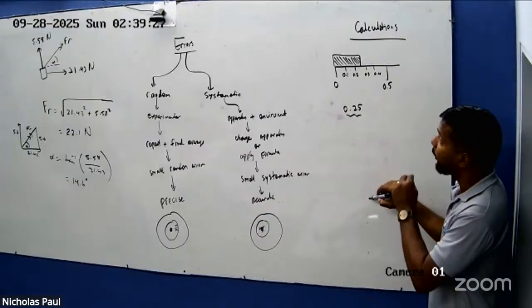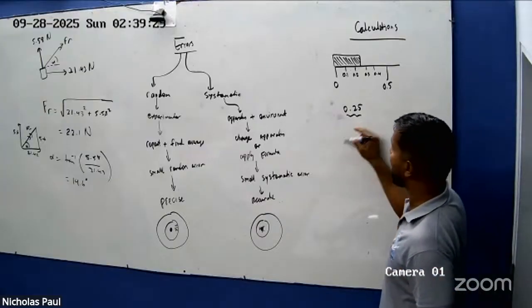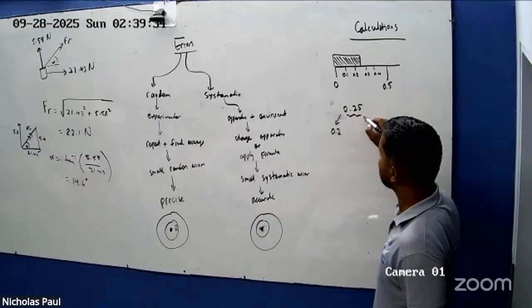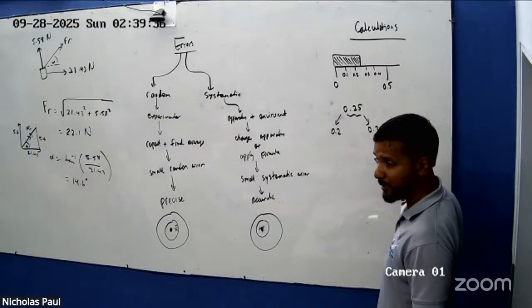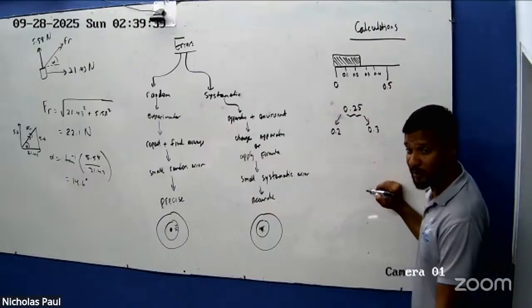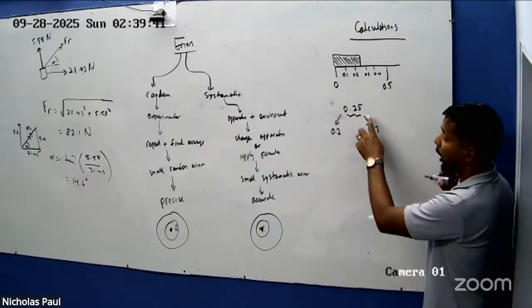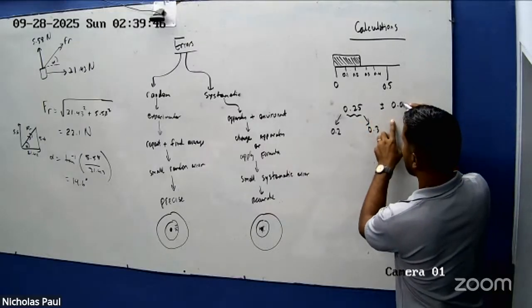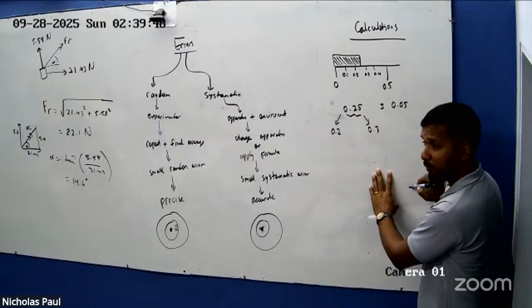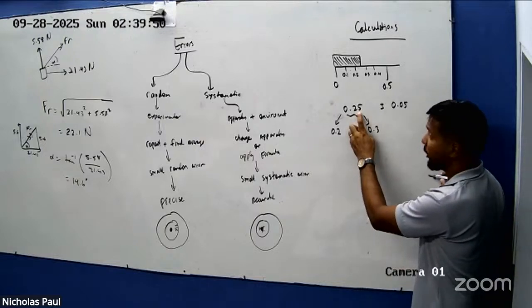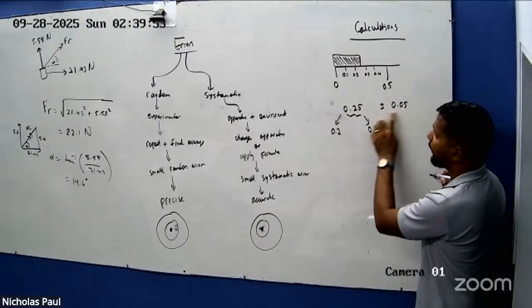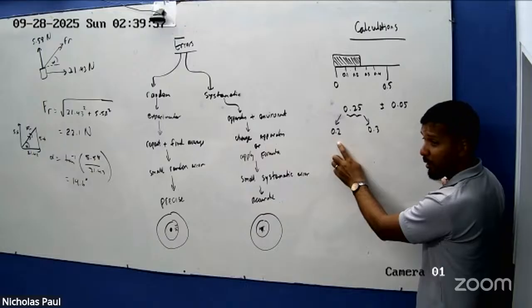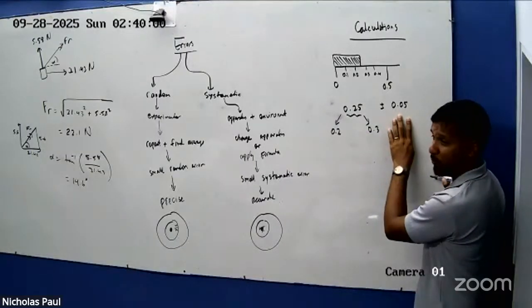So what are we sure about? We are sure that this reading lies between 0.2 and 0.3. 100% sure, correct? So our error here could be plus or minus 0.05. This value could be plus 0.05 or minus 0.05. Can we get any smaller than this? No, that's all we can get.